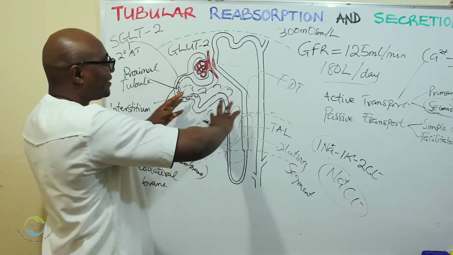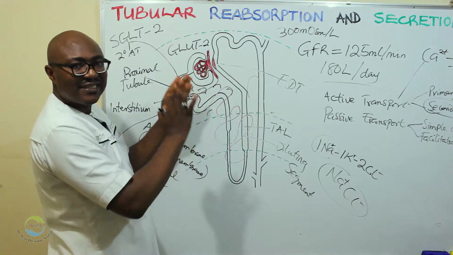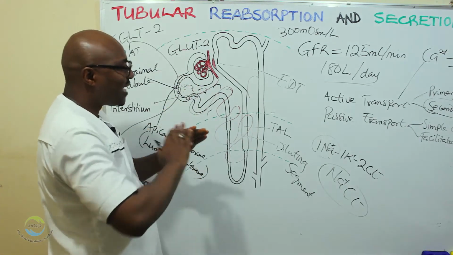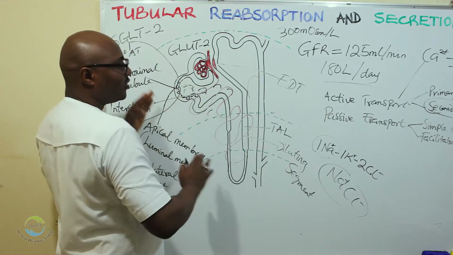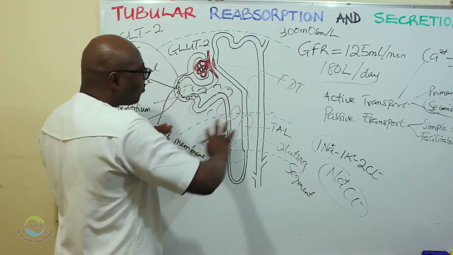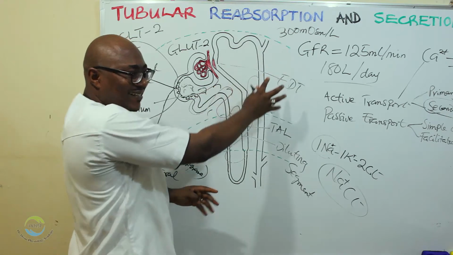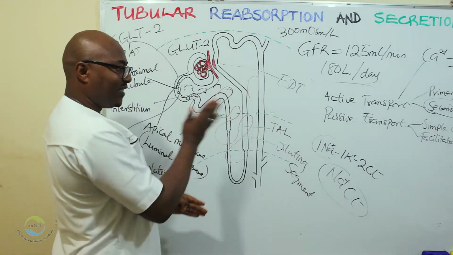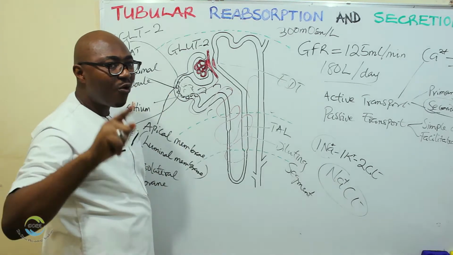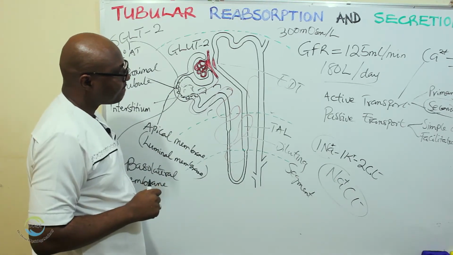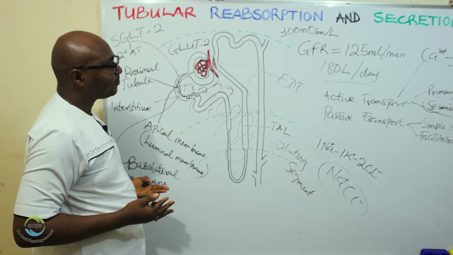All these early parts have specific percentages that are constant, whether you like it or not. This particular amount of sodium and water will be reabsorbed and transported up to this part. But from this late distal tubule and collecting tubule, it varies depending on the needs of the body. So what do we mean by that?